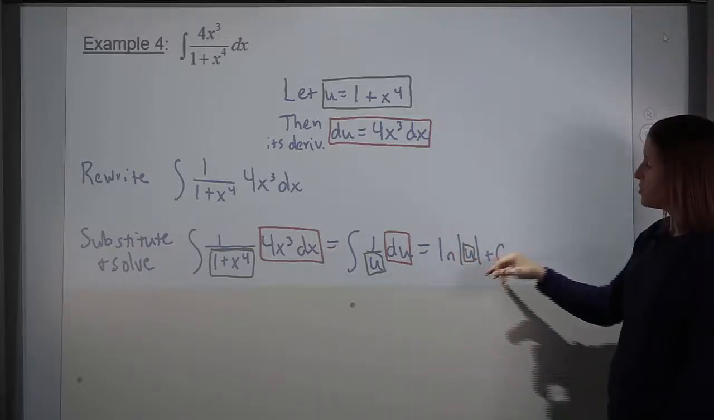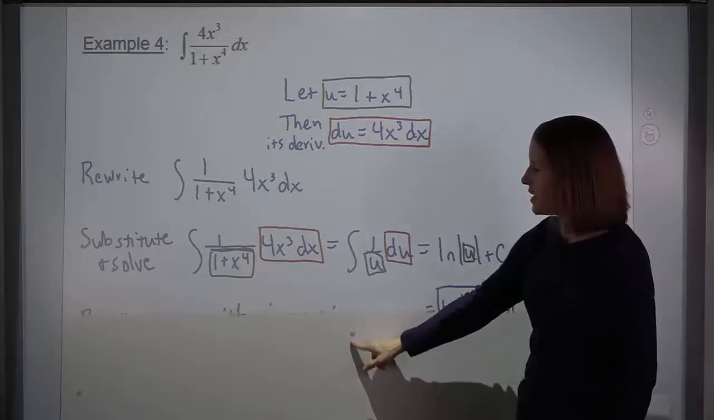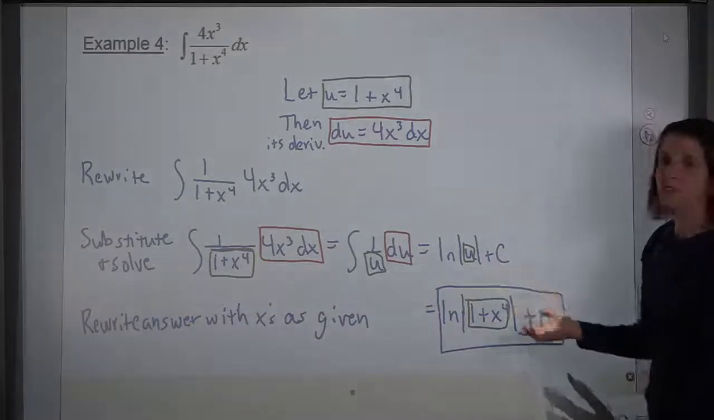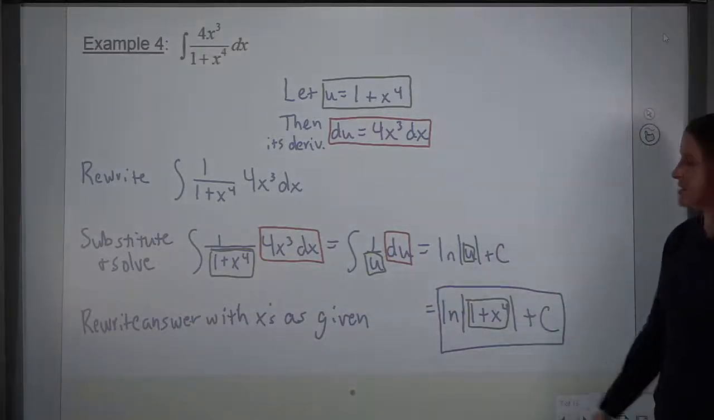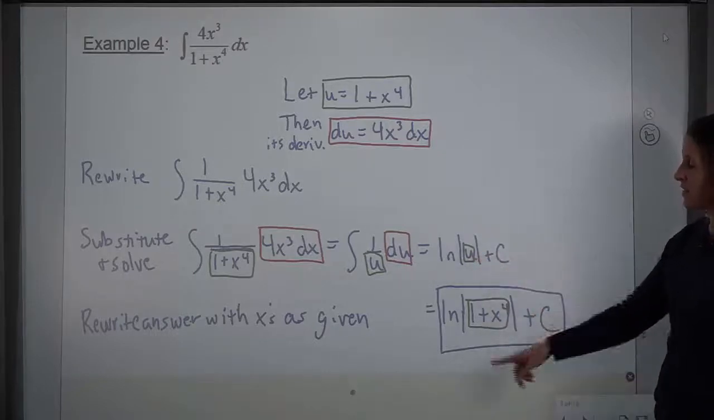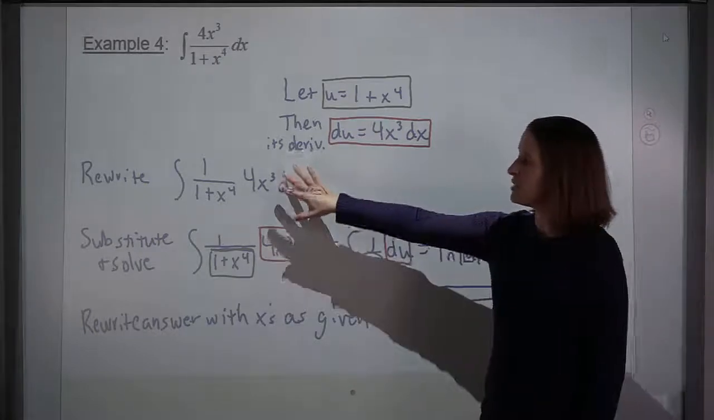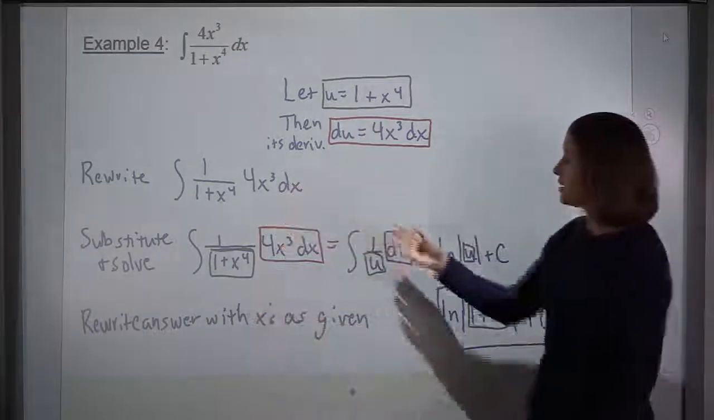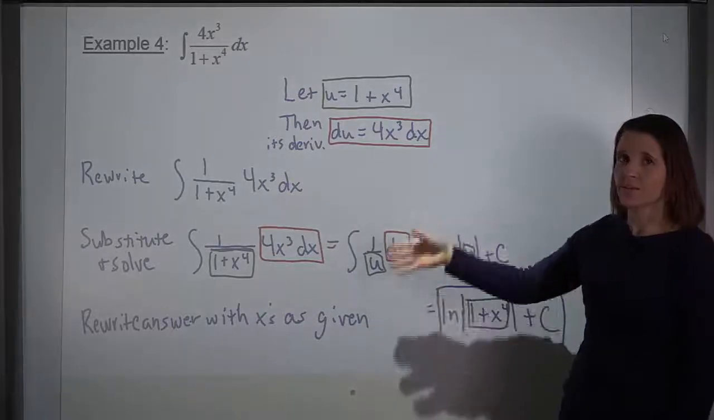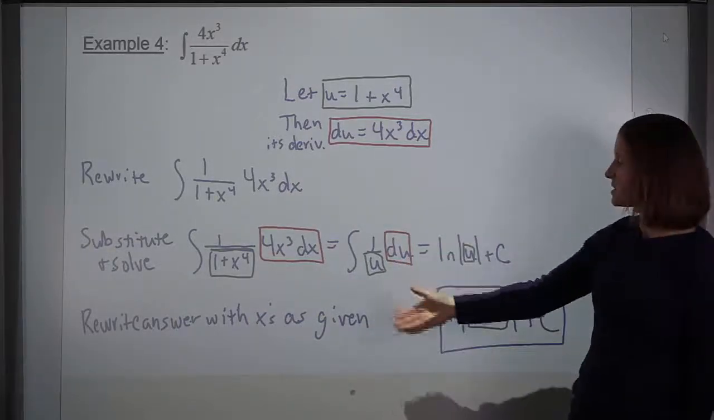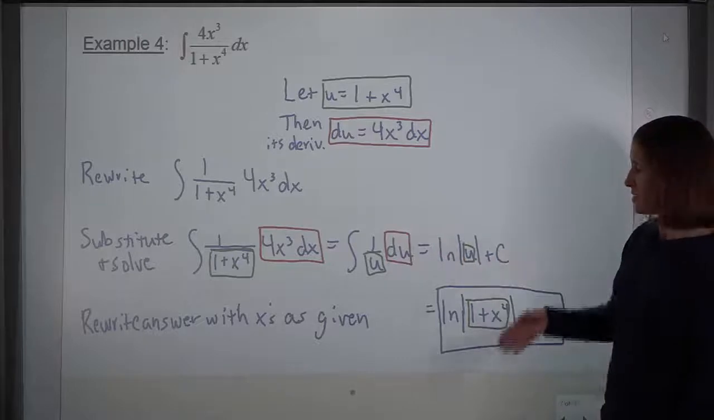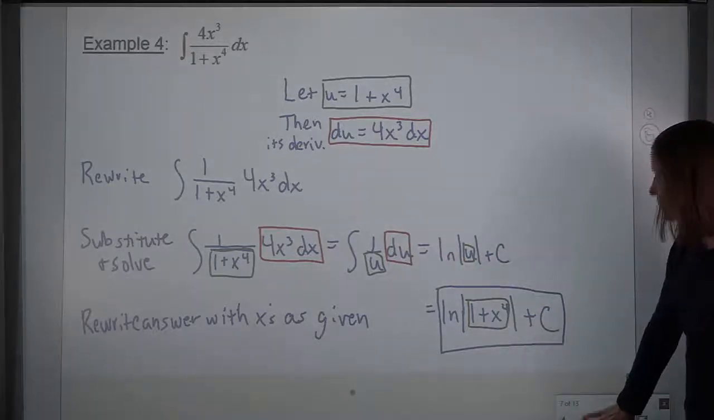So ln of u plus c, and then simply rewrite the answer in x's because they gave it to me in x's. So instead of ln of u plus c, my final answer is ln of 1 plus x to the fourth plus c. So we rewrite it to help us see and make a substitution. Then it is a very simple integral, that's the whole point. And we write the antiderivative and then put it back into x's.